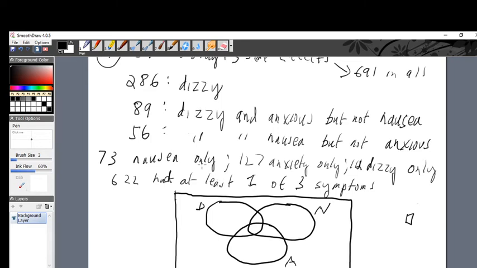286 dizzy is not good for us. It doesn't help us much because it includes a lot of people. So 286 is nothing I can write in over here. 89 are dizzy and anxious, but not nausea.